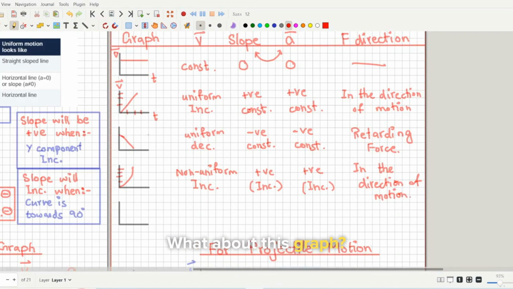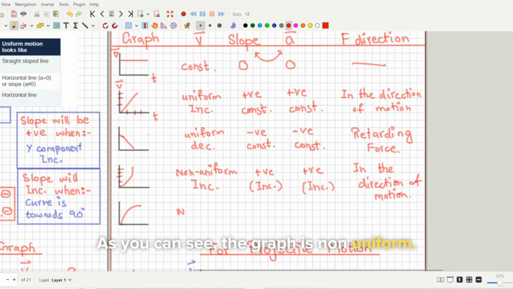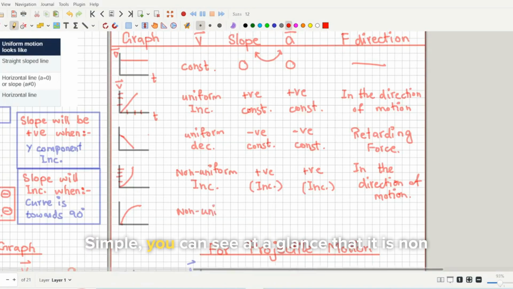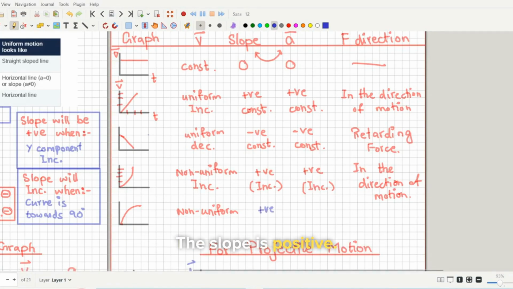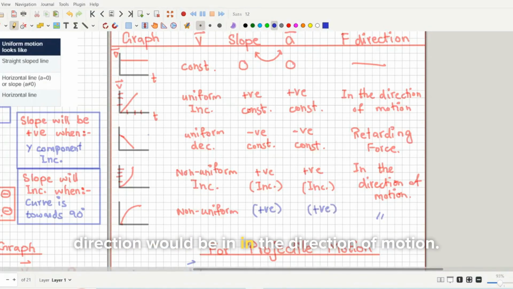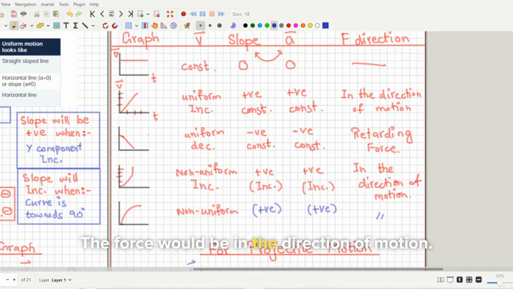What about this graph? As you can see, the graph is non-uniform. Simple. You can see at a glance that it is non-uniform, and whether it is increasing or decreasing, you have to tell me first. This is one of the trickiest questions, so I will write it down in a blue marker. First of all, you have to note what the slope is. The slope is positive and acceleration is also positive, and the force would be in the direction of motion, right? So this graph is really tricky.